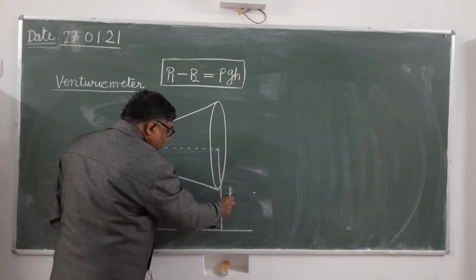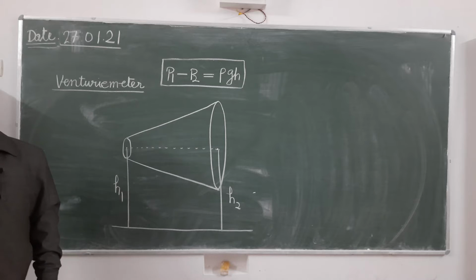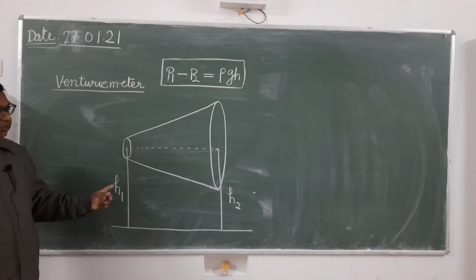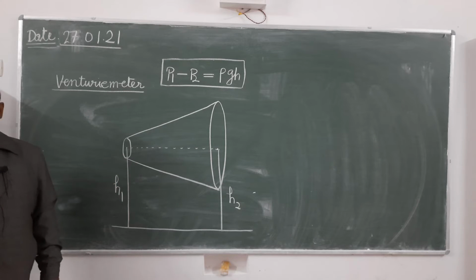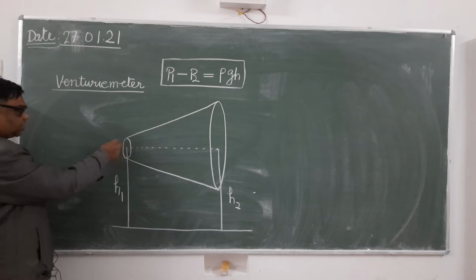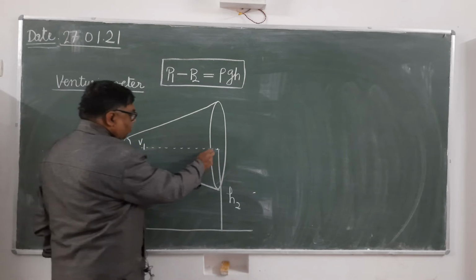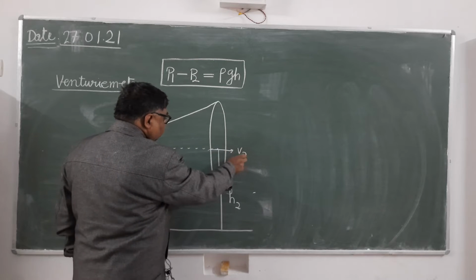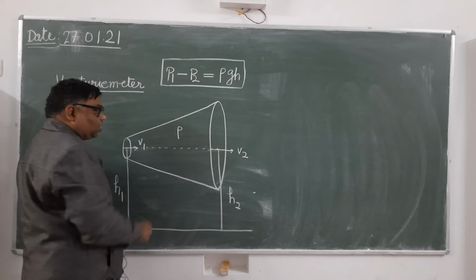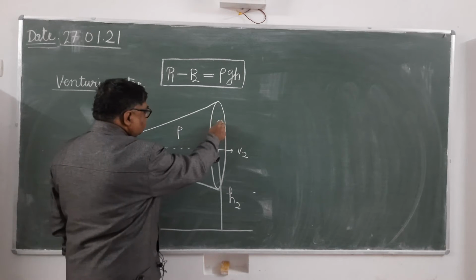What will be the relation between H1 and H2? H1 and H2 both will be equal. It is clear. Now when H1 and H2 are equal, the other terms are the same. Here the velocity of flow is V1. Here the velocity of flow is V2. The density of the liquid which is flowing is rho, and here the pressure is P1 and here the pressure is P2.